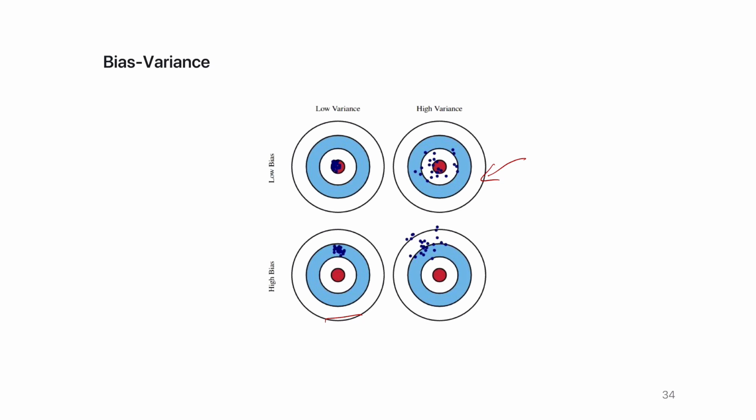And then this is the worst situation, where we have high bias and high variance. And our whole goal when we evaluate bias variance for our models is to get over here, where we have low bias and low variance, right?